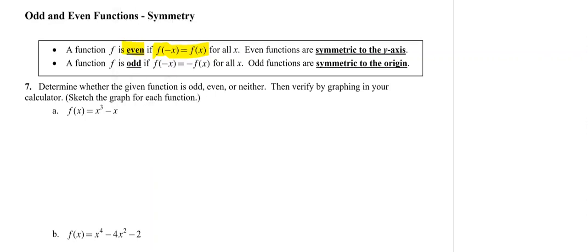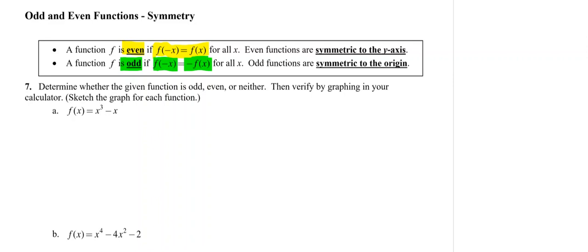Some functions are odd functions. For odd functions, if you change every x to negative x, you get the exact opposite of the original function. So in order to determine whether a function is odd or even, well, if you have the graph, you just have to see what kind of symmetry you have. If your graph is symmetric with respect to the y-axis, it's an even function. If it's symmetric with respect to the origin, and I'll talk about what that would look like, then it's an odd function. But how can you tell by looking at the equation of a function whether it's odd or even?